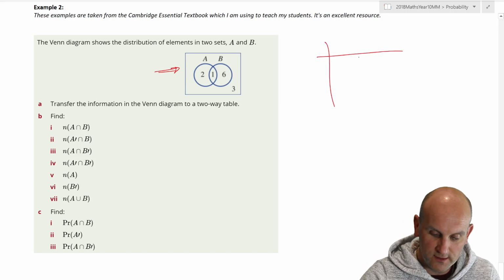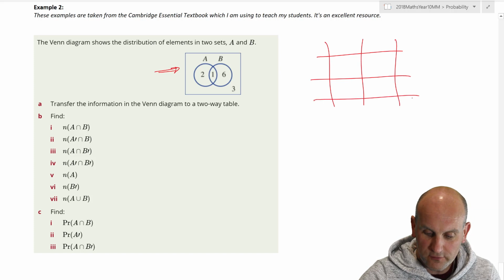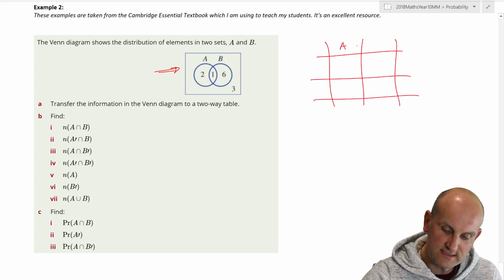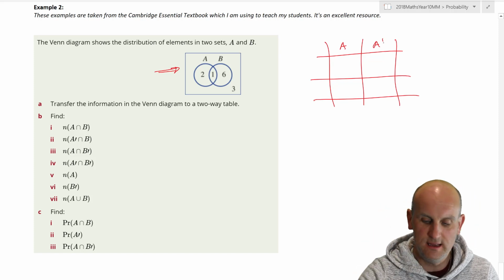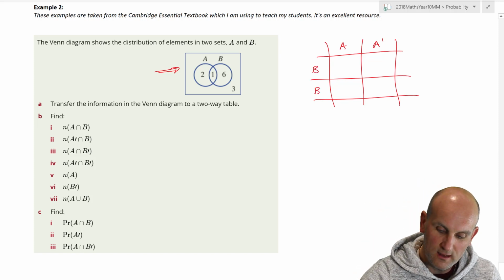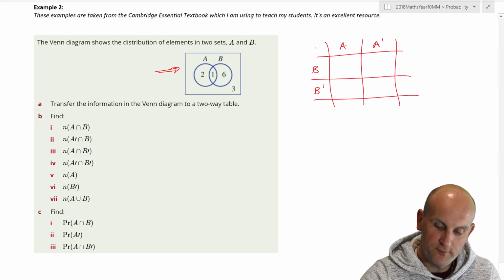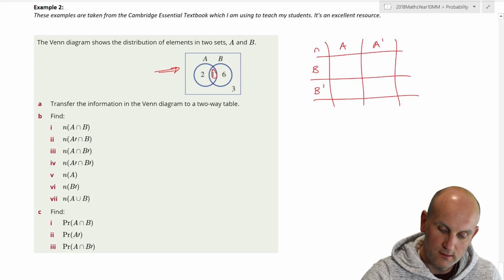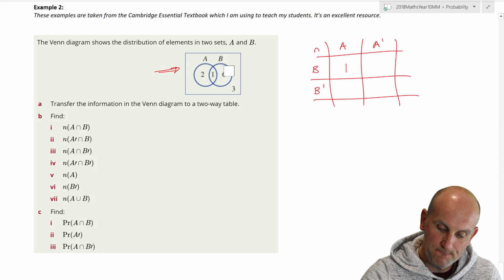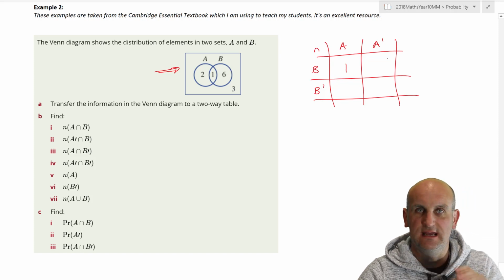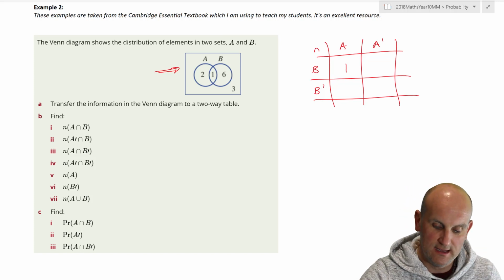All right, so here's my two-way table. Now, the point about a two-way table is this. This is always A, and this is not A. You don't write A and B. You write A and not A, B and not B. So, the first one is the intersection, the overlap between A and B, is 1. The next one is not A, but B. So we're looking for everything that's in B not shared with A. That's that one there. So that's 6.